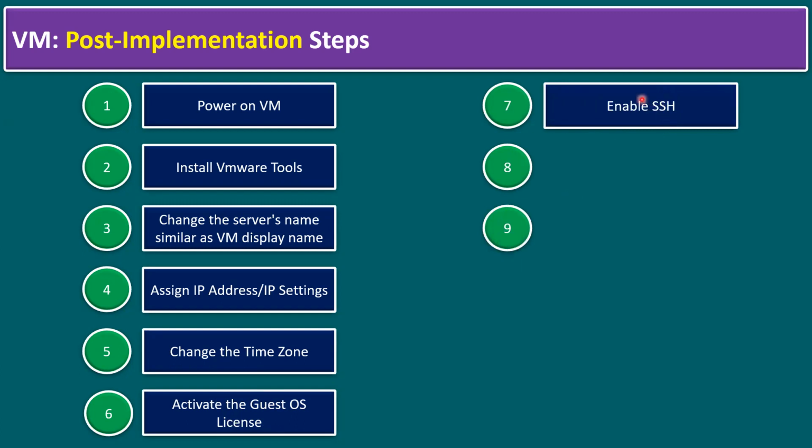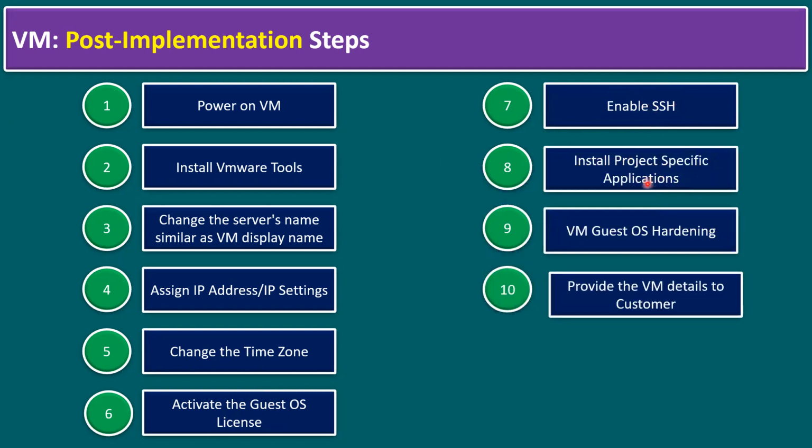And enable SSH also. During creation of root, when assigning the root password, we enable the SSH. And install project specific applications, it can be based on our customer requirement. And virtual machine guest OS hardening also, some customers prefer to do hardening as well during the post implementation, and provide the virtual machine login credentials and all the details to the customer. So these all the 10 points are considered post implementation steps.